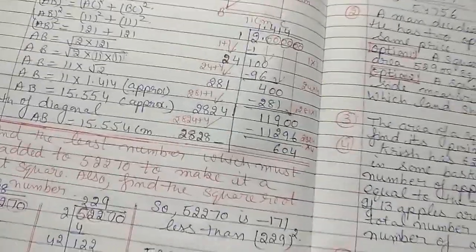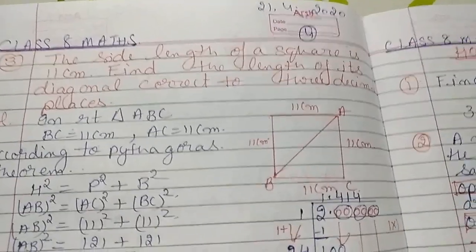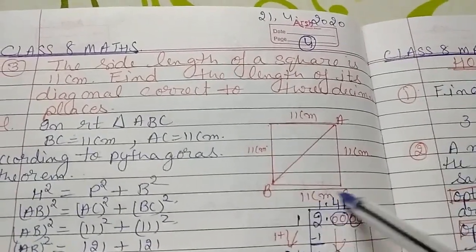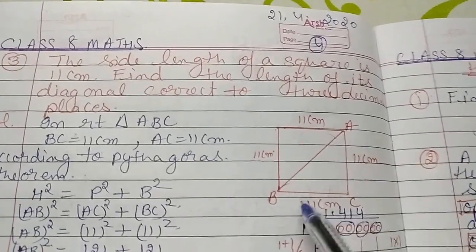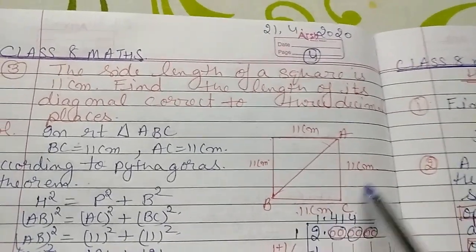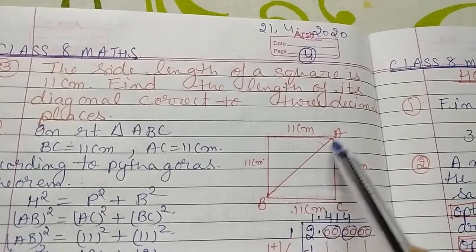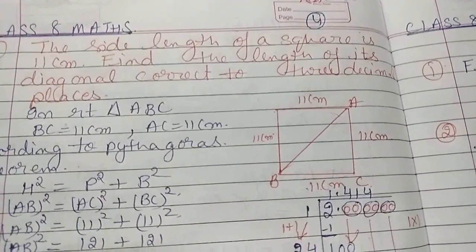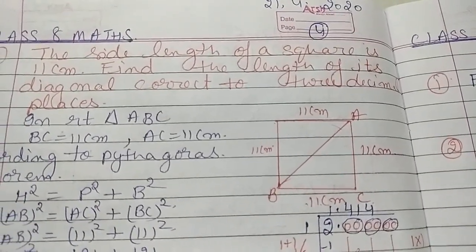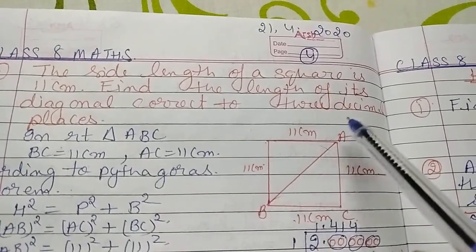Now my next word problem is one more difficult type of question. The side length of a square is 11 centimeter. You very well know that a square has all sides of equal length, and the diagonals are equal to each other but not equal to the side. Here you have to find the length of the diagonal, correct to 3 decimal places.